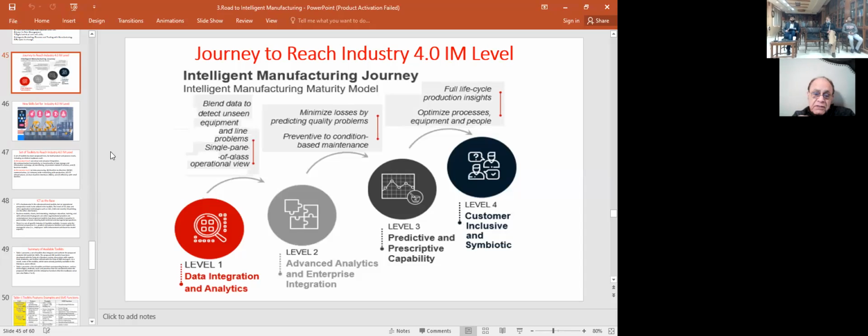In the first stage, blend data to detect unseen equipment and online problems, with a single pane of glass operational view. On the second level, minimize losses by predicting quality problems and preventive condition-based maintenance. And the last level is the full-scale life cycle production insights, optimizing processes, equipment and people.